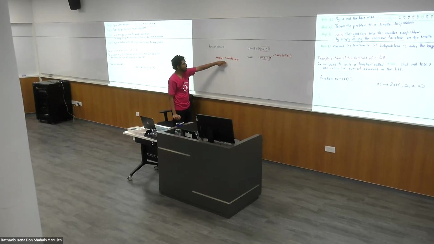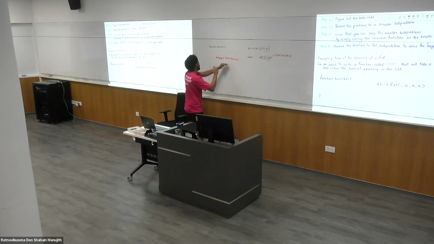Okay, now let's figure out the base case. So this is the general case, right? So what's the base case? Well, the base case is the simplest case. That means the case that you can solve without doing any recursion. So what's that case? Yes, if the list is empty, then is there anything to sum? No, right? Okay, now we write the base case.